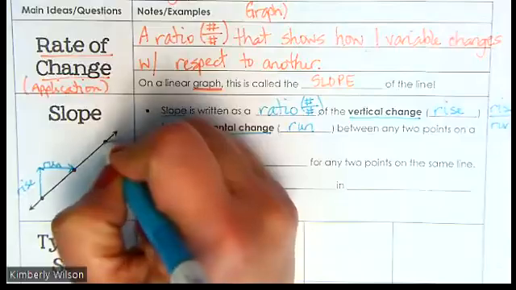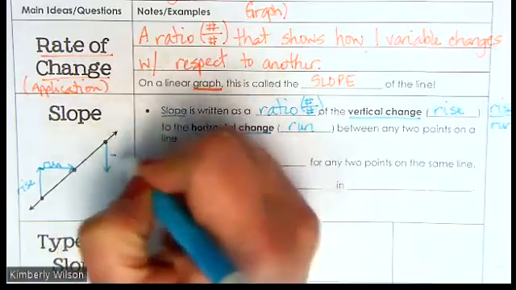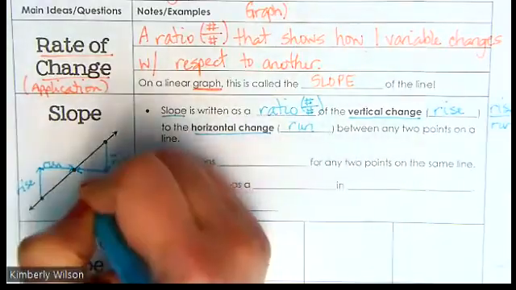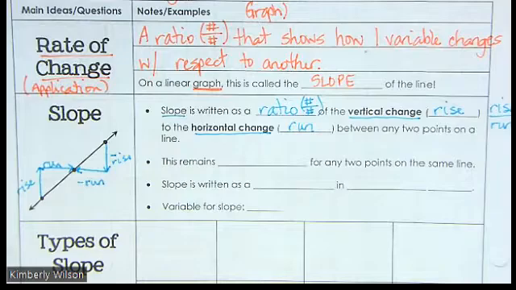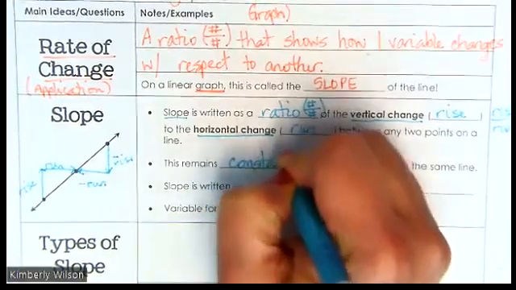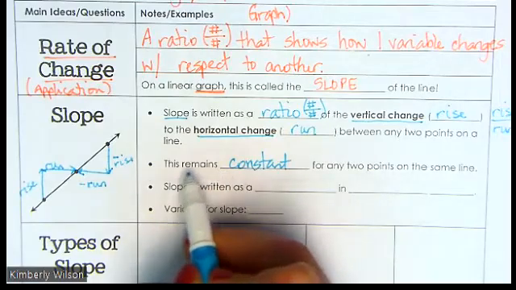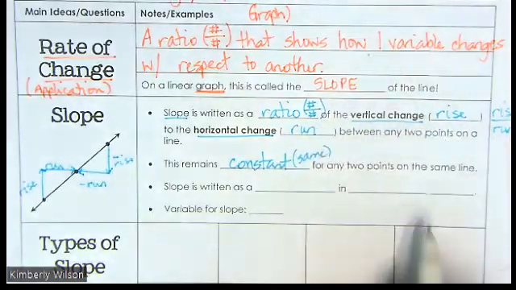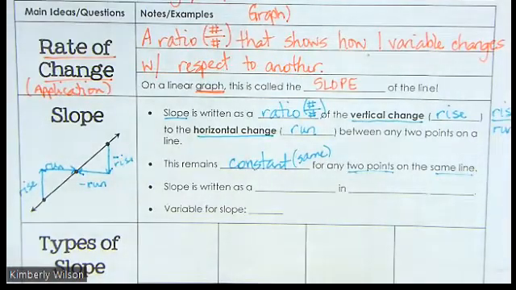It could also go down, which means this would be a negative rise. This goes to the left, so that means it would be a negative run. It can go in either direction. The slope remains constant for any 2 points on the same line. It remains the same no matter which 2 points on the same line you use, so you will end up with the same slope.